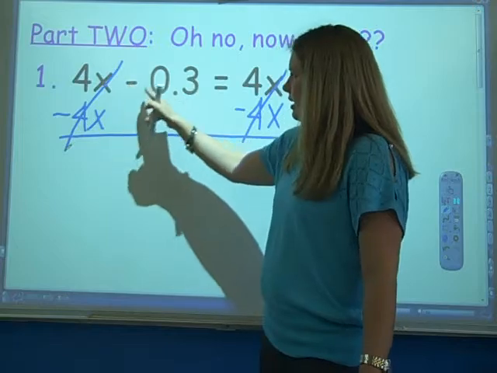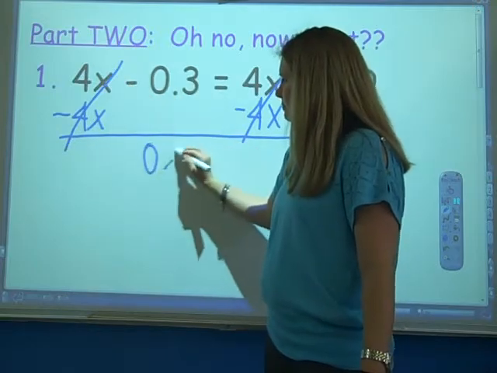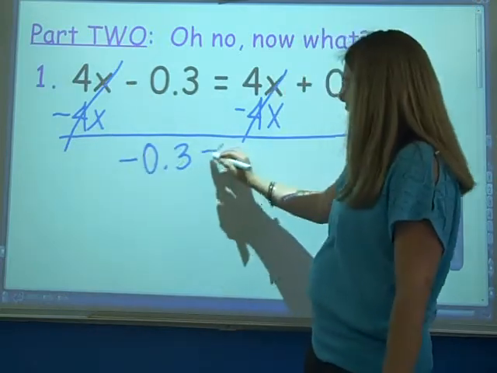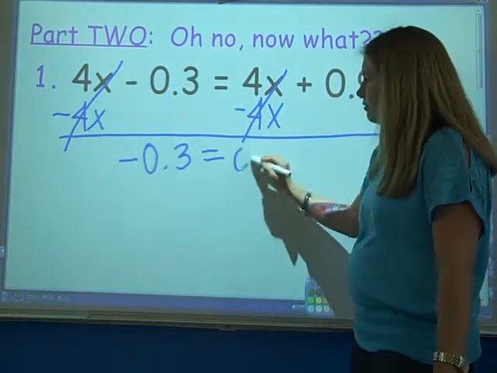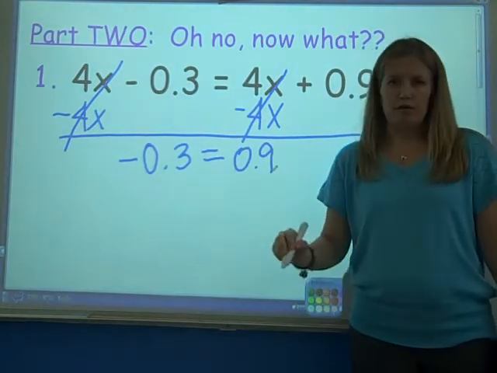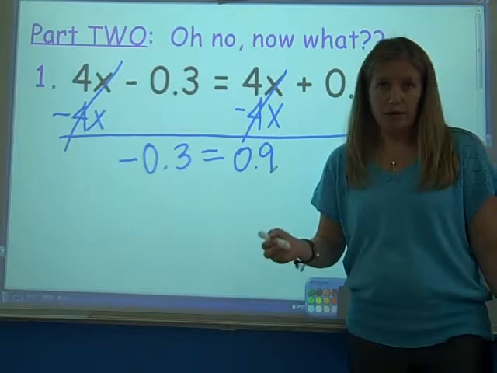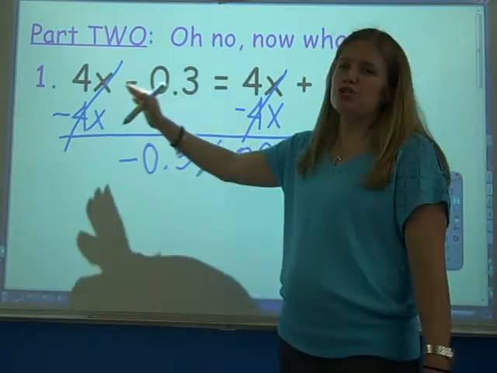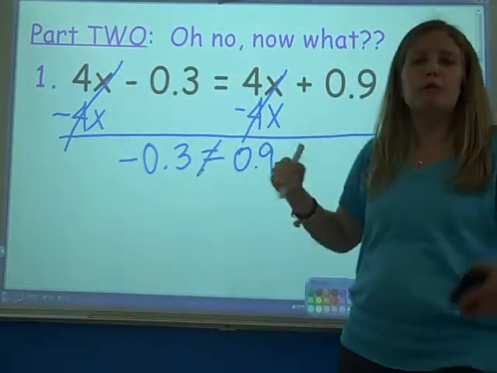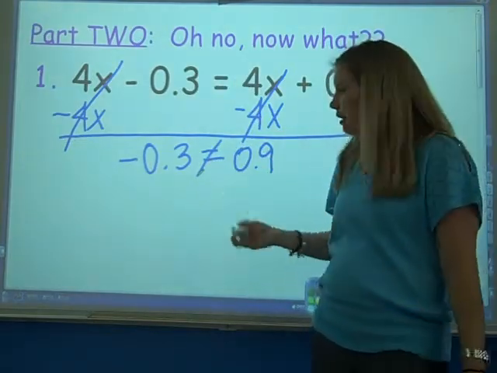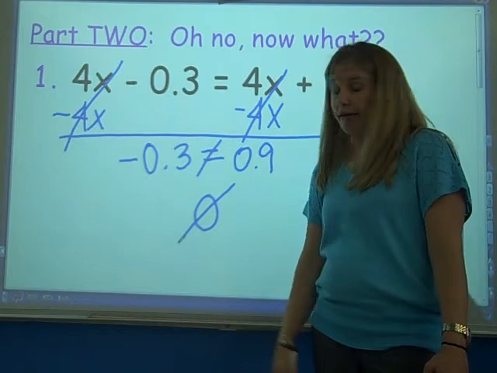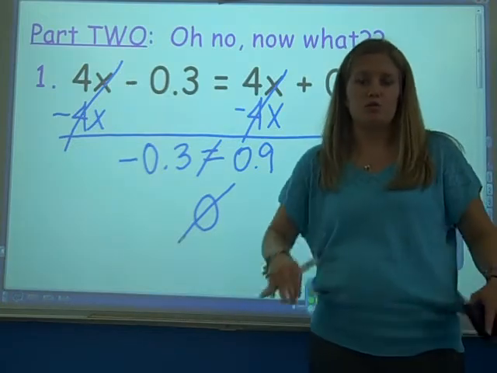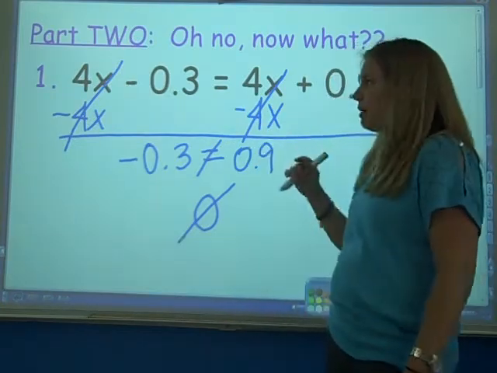You have no more x in your equation. You have negative 0.3 is supposed to equal 0.9. Oh no, now what? This is not possible. This cannot happen. So there is no possible solution that you could plug in to make that equation work. The answer that you write is no solution. x has no solution that could work for this problem.